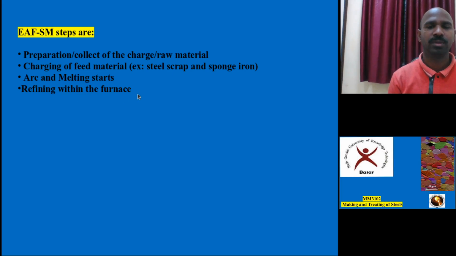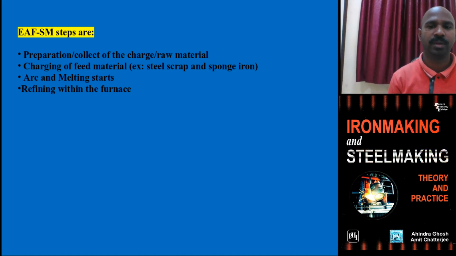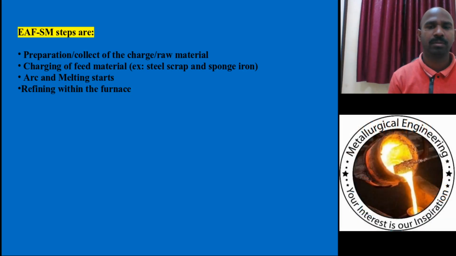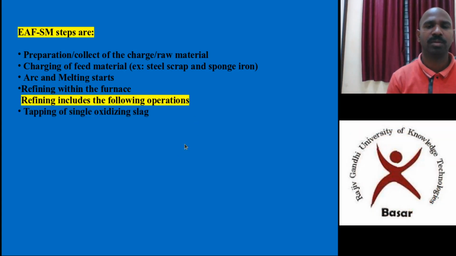Refining within the furnace takes place as time proceeds. Arc radiation evolves, and once it reaches the melting stage, within the liquid steel, due to chemical energy, heat evolution or heat absorption, chemical reactions between molecules and atoms take place. Refining will occur, and refining mainly includes the following operations.